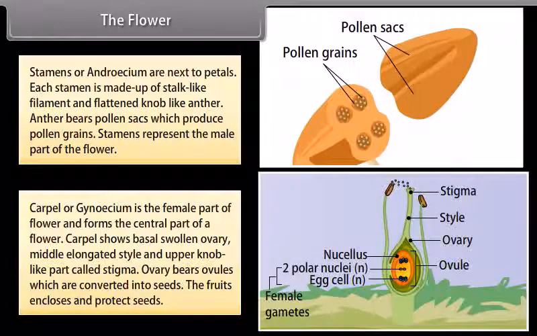Carpel or gynoecium is the female part of the flower and forms the central part of a flower. Carpel shows a basal swollen ovary, a middle elongated style, and an upper knob-like part called stigma. The ovary bears ovules, which are converted into seeds. The fruit encloses and protects seeds.